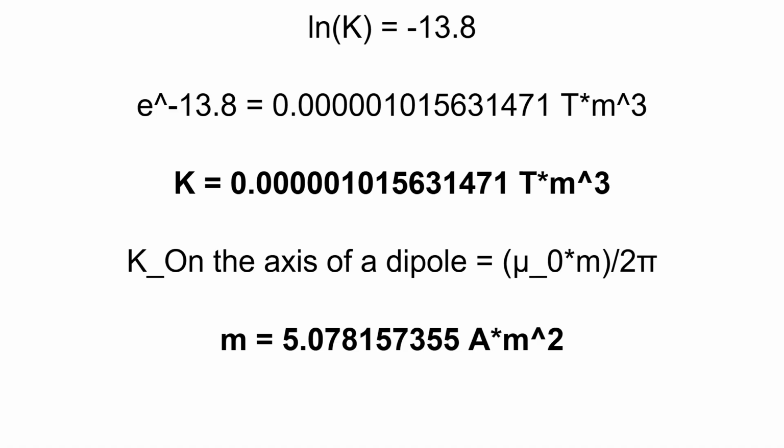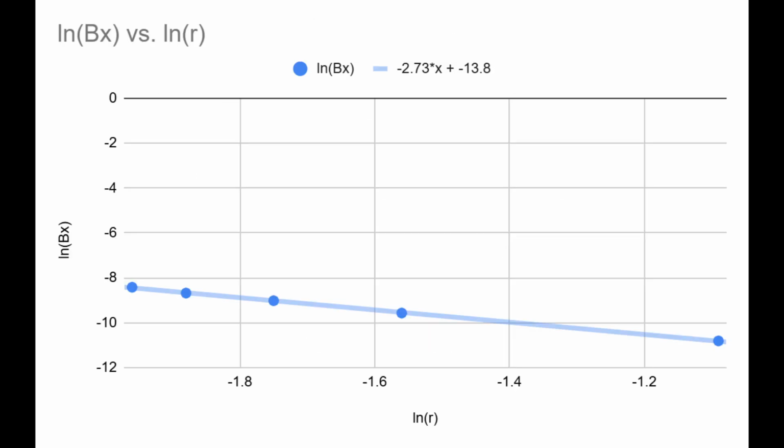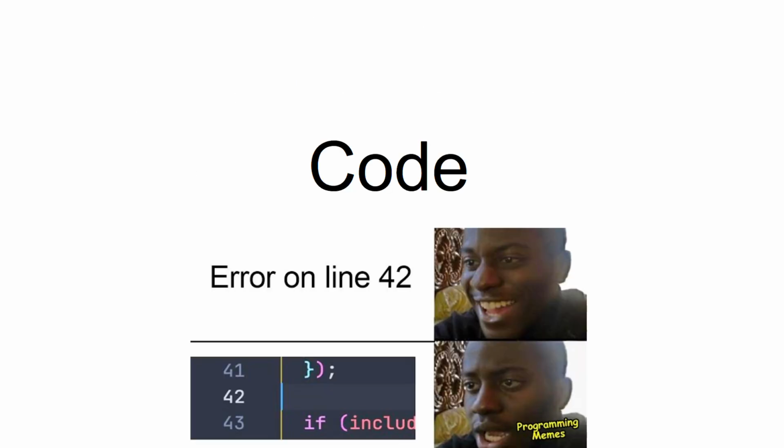Also, it should be noted that our n value being found to be negative 2.73 makes sense because ideally negative 3 is the n value of the power law relationship formula for a dipole when you are calculating the field on axis of the dipole moment.